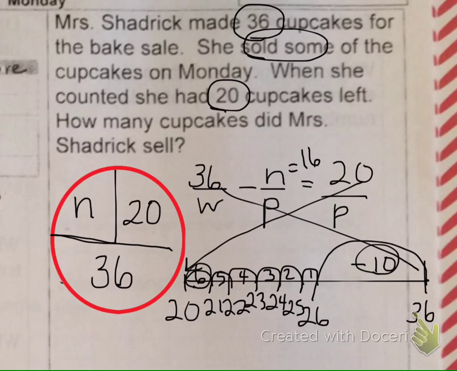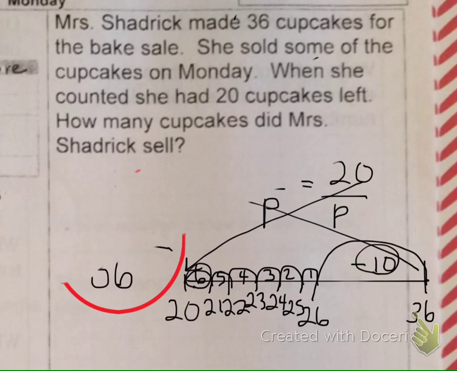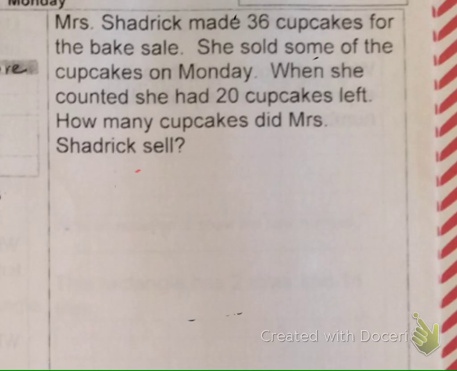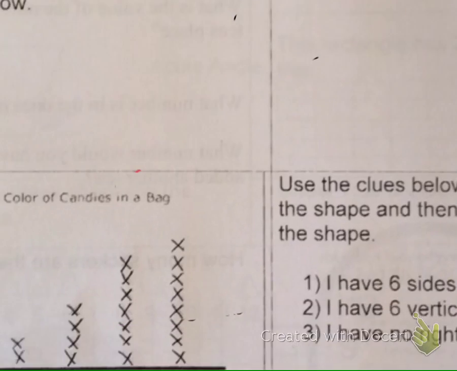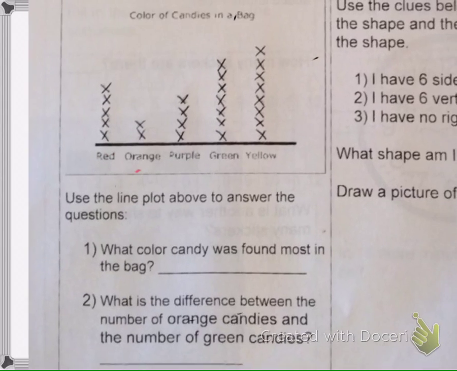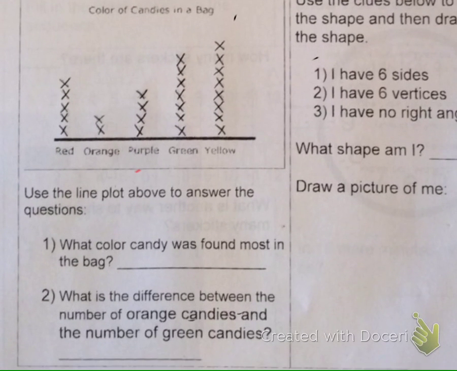Okay, let's look at the next one. So this problem was a graphing problem. So it says color of candies in a bag. So we know that we have red, orange, purple, green, and yellow. Use the line plot above to answer the questions. What color candy was found most in the bag? So I'm going to look at the highest, and I know it is yellow.